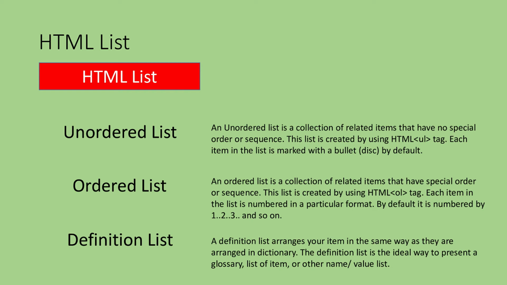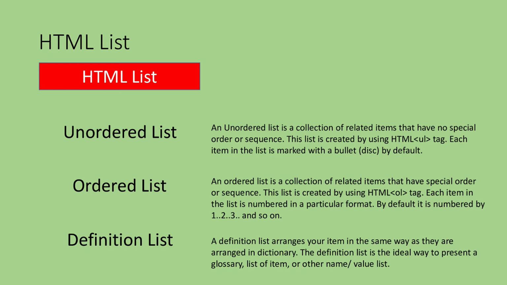You can also specify the type of bullet by using type attributes such as square, circle, etc. when defining the unordered list. Next is ordered list. An ordered list is a collection of related items that have a special order or sequence. This list is created by using the HTML OL tag. Each item in the list is numbered in a particular format. By default, it is numbered 1, 2, 3 and so on.